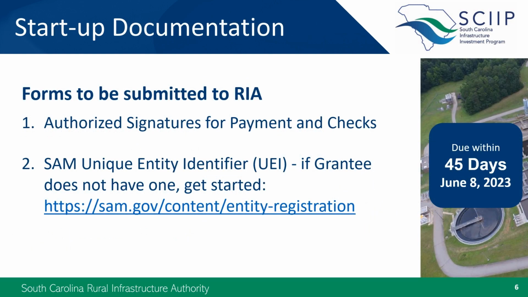While you see the authorized signature form mentioned on this slide, there's more detail in the financial management section of the implementation workshop. But I will point out, like other documents, it should be submitted by June 8th, 2023. The intent of the form is to specify who is authorized on behalf of the grantee to request and disperse grant funds. As part of the authorized signature form now available for SCIIP funds, grantees must include verification that they are registered in the System for Award Management Database. This is also known as SAM.